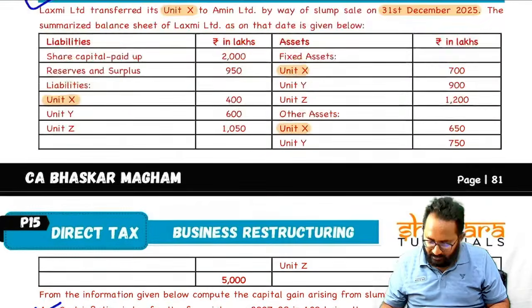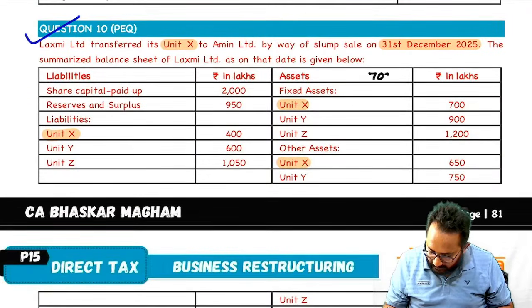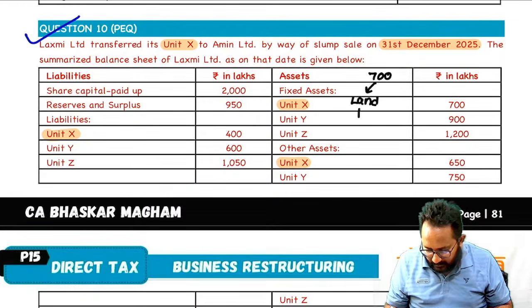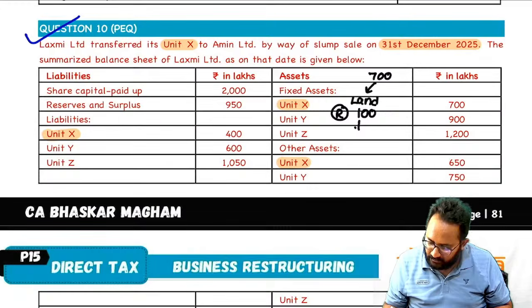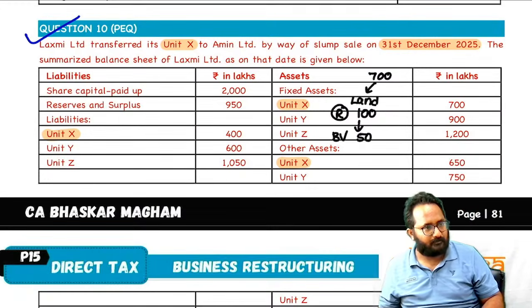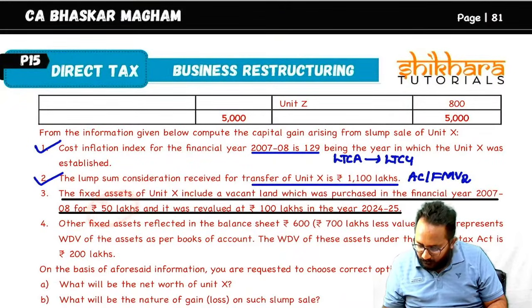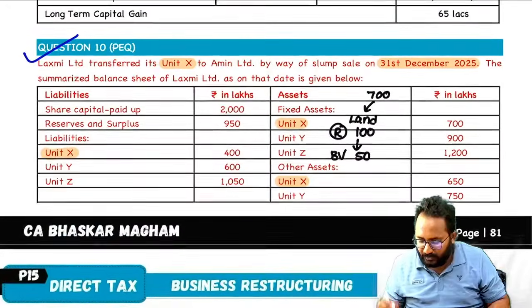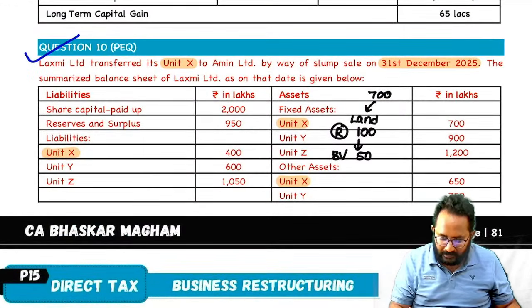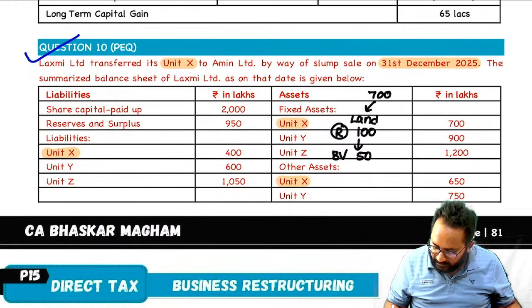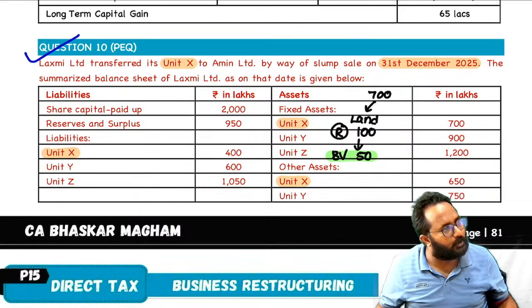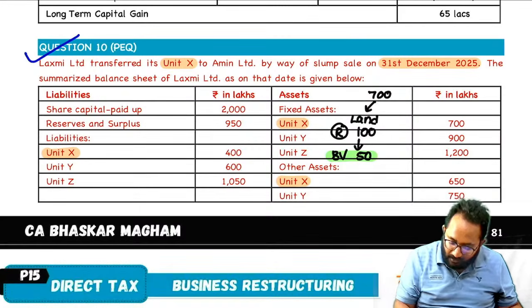100. That means in this 700, land is how much? 100. It is what? The revalued figure. We have to ignore this and consider book value at what? 50, because 50 is the original value. We revalued it for 100, so that's why we ignore it. How much value do we have to take for the net worth computation? Book value only. Balance how much is there?